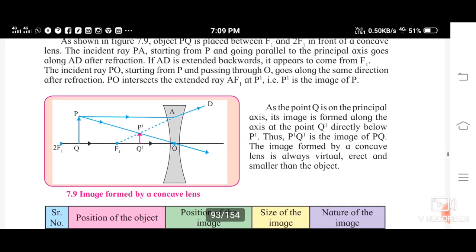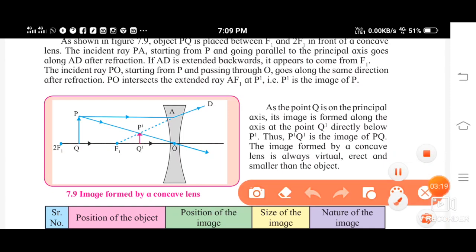Now see, let me show this to you. You can see over here, this is the object PQ. PA is the incident ray, coming out from this object PQ. After refraction, it is going along AD. When you extend this backwards, it passes through the point F.